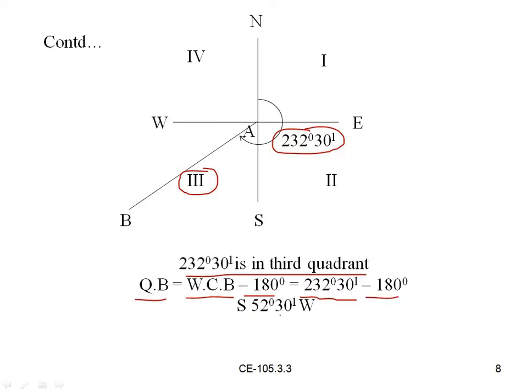minus 180 degrees. So that is equal to southwest. Why are we saying it is south, in between west? So 52 degrees 30 minutes west is the answer. So these are the conversions of whole circle bearings. Now let us see the second example.